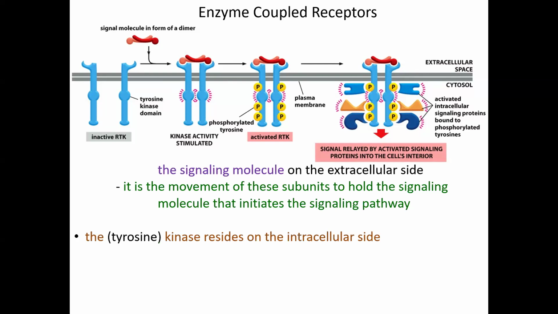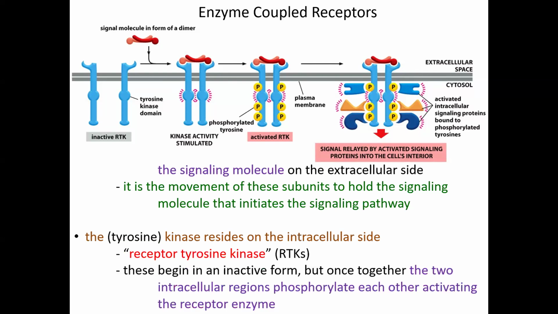For receptor tyrosine kinases, there are tyrosine residues, tyrosine amino acids, in the intracellular domain of the receptor. Again, this is where these receptors get their name, receptor tyrosine kinases. Kinases that contain tyrosine that are linked to receptors.